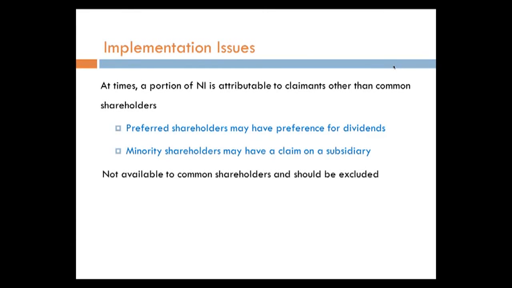You also need to think about whether the net income is truly available to common shareholders. If there are preferred shareholders, you need to subtract out their dividends, because that's not net income for common shareholders. And if you have a subsidiary that you're not 100% owner of, you only take the percentage that you actually own of their income.